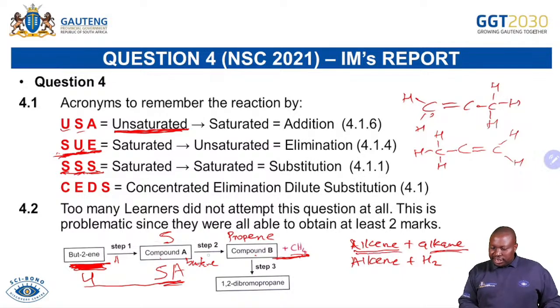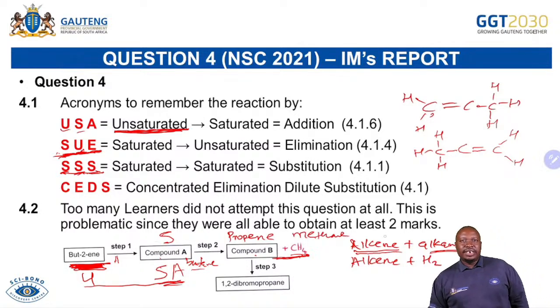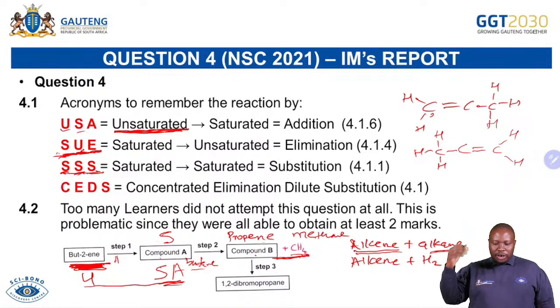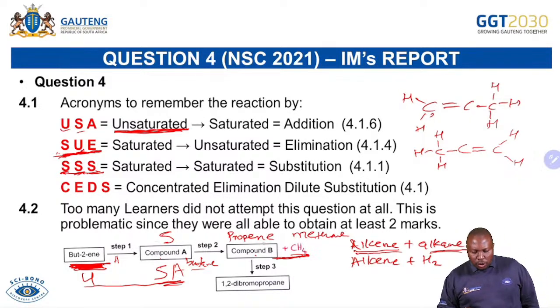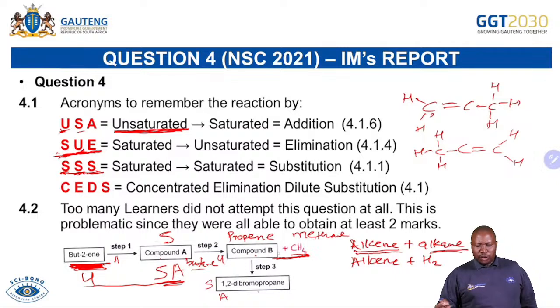So I see that this step 2 was step 3. Step 2 was cracking of butane to form alkene and alkane, and we are saying the alkene is propene, the alkane is methane. So now we did what we refer to as cracking. And then the propene, already we said, when you see a double bond, you see addition reaction. So you can see that propene is unsaturated. So for it to be saturated, USA. So it must be addition. So you are able to say this must be addition reaction.